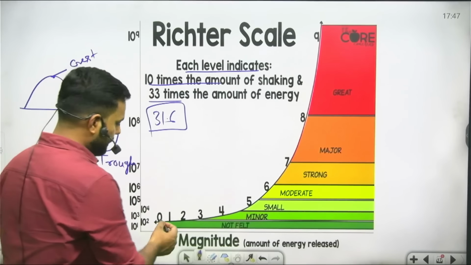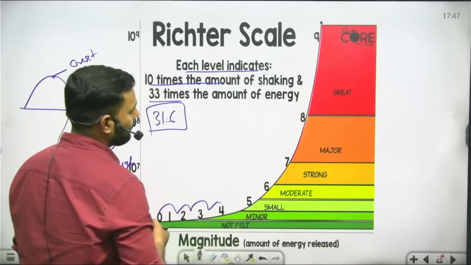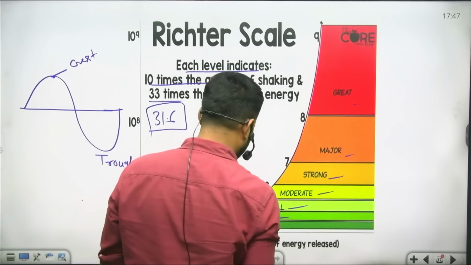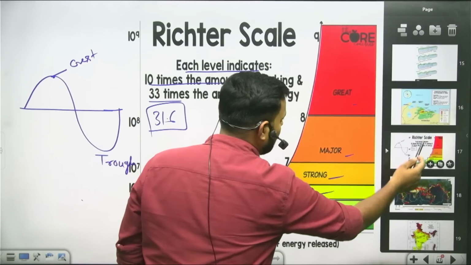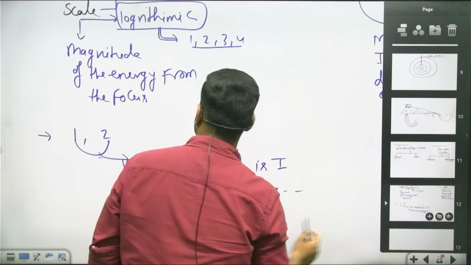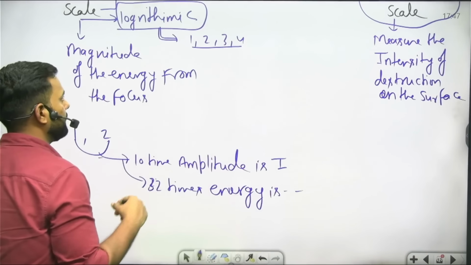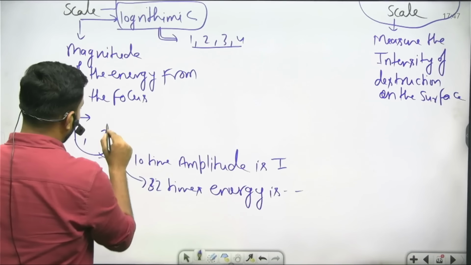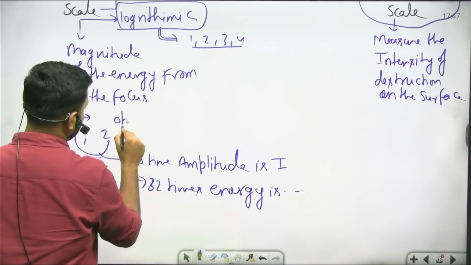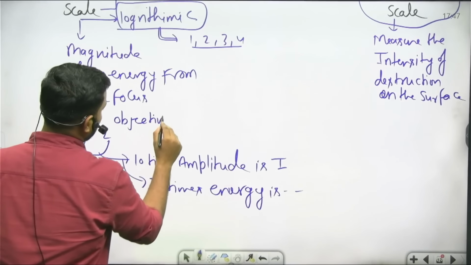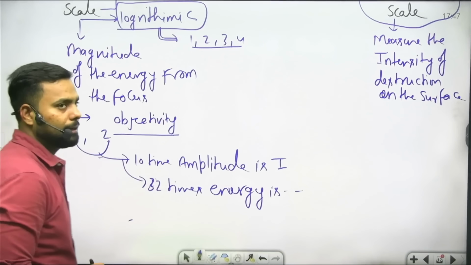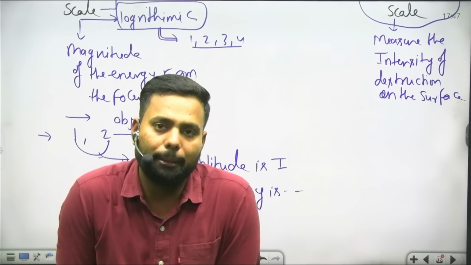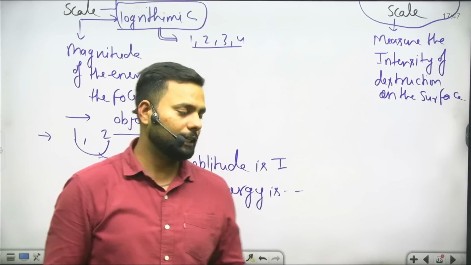अब ये बता रहा है स्केल 1 2 3 पे कितना बढ़ेगा. ठीक, यहाँ पे बता रहा है कि not felt, minor, small, moderate, strong, major और great. ये सब ध्यान में रखना है आपको एग्जाम के दौरान. ठीक, तो it is a magnitudinal scale, it is a logarithmic scale, it is an open-ended scale, and it shows the objectivity. ये objectivity का scale है, subjectivity का scale नहीं, बता रहा है कि in future कितना amount of energy निकला है, क्या निकल सकता है, इस तरह का.